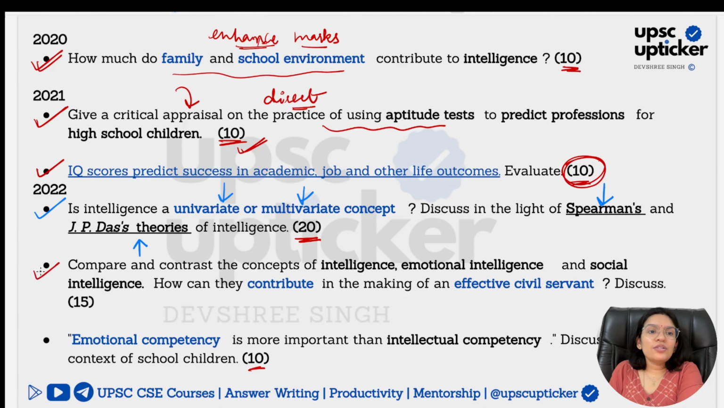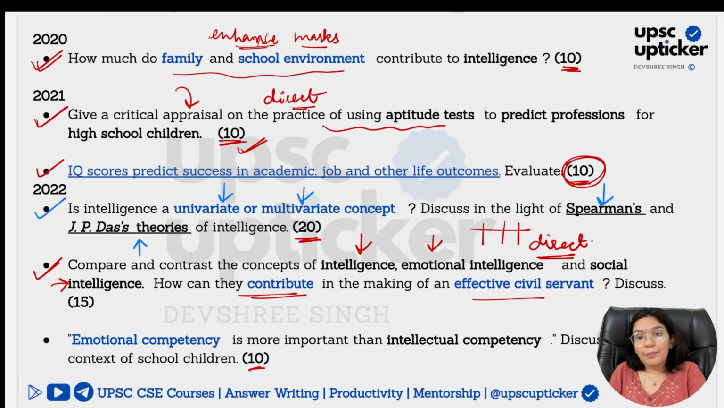Nothing different. Here, this question talks about comparing and contrasting the concepts of intelligence, emotional intelligence and social intelligence. Now, you have to simply give a comparison between these and how they can contribute in making an effective civil servant. The first part is very simple and straightforward. Direct, you just have to give the comparative points. You can use the comparison template which I have provided to you.